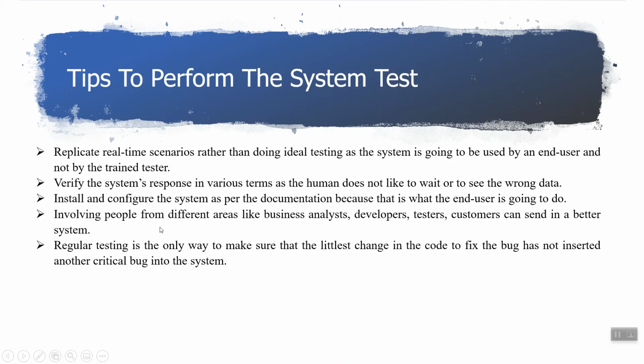Involving people from different areas like business analysts, developers, testers, and customers can result in a better system. Regular testing is the only way to make sure that the littlest change in the code to fix a bug has not inserted another critical bug into the system. So these are some of the tips we need to check while doing the system test.